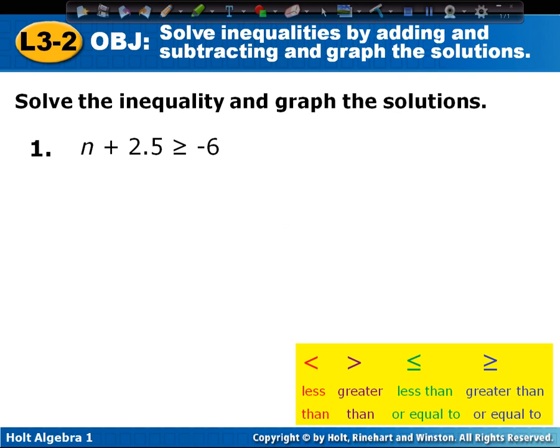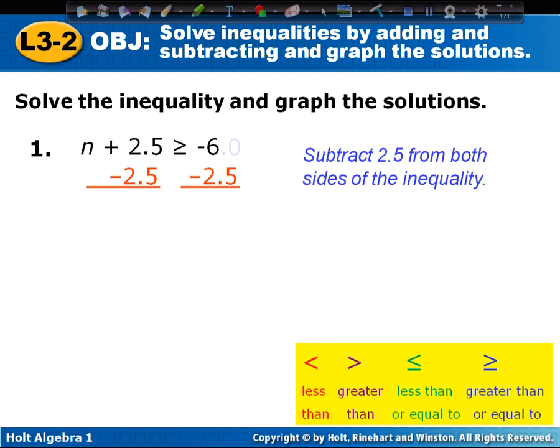For these problems, we're going to do a couple of different steps. We're going to solve them, set them, graph them, and check them. So you'll hear me say that a lot. Solve, set, graph, and check. So here to solve, we want to get the n by itself. So I need to move the 2.5, and it's plus 2.5, so I'm going to subtract 2.5 from both sides. And n is greater than or equal to negative 8.5.